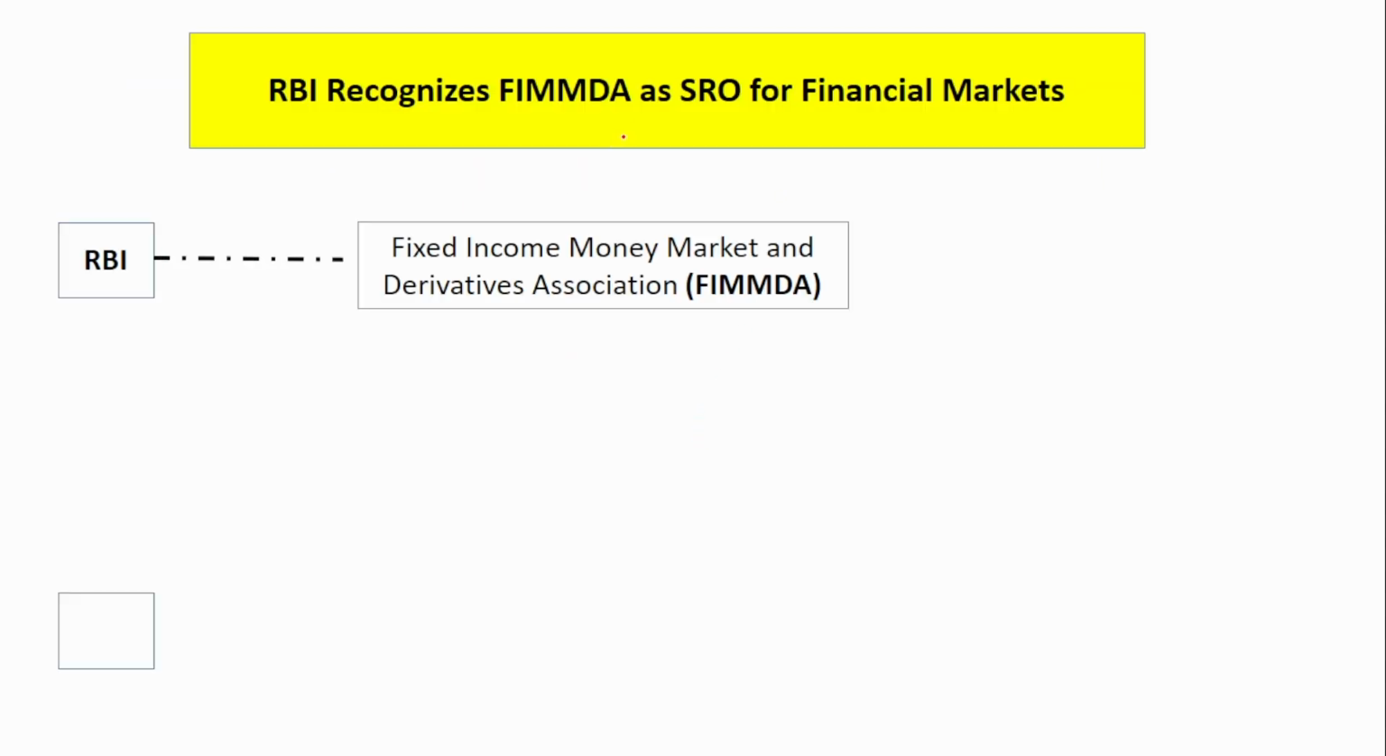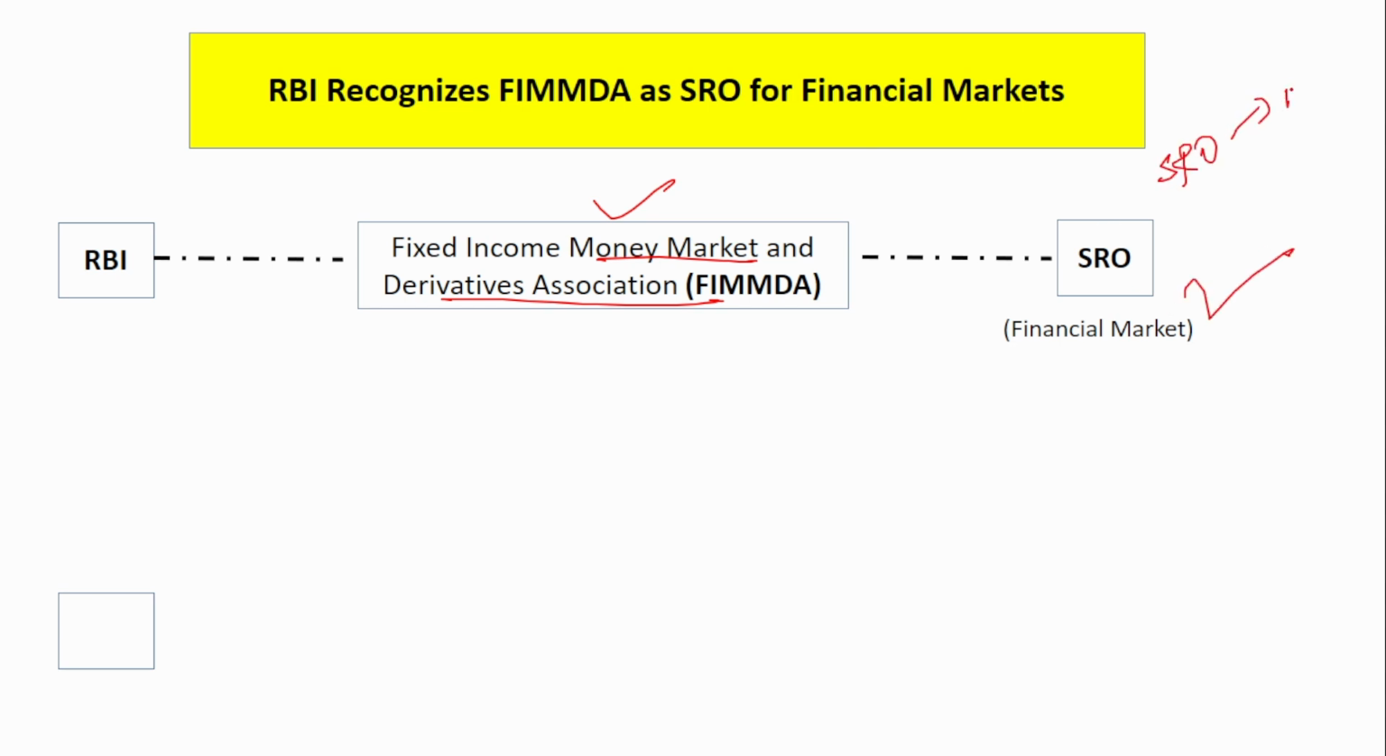Next, RBI has recognized the Fixed Income Money Market and Derivatives Association as a self-regulatory organization for the financial market. You have separate self-regulatory organizations for NBFCs, for banks, and even for urban cooperative banks. Similarly, this is for the financial market. In the financial market, bonds are traded and capital is raised from the public. For that, a separate SRO has now been recognized, and that SRO is the Fixed Income Money Market and Derivatives Association.